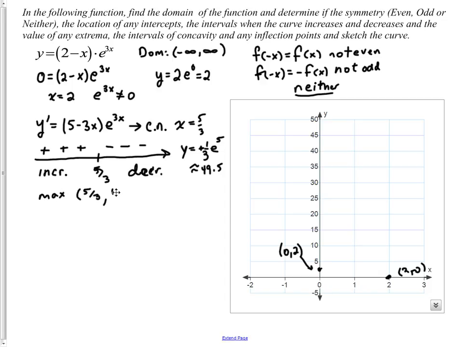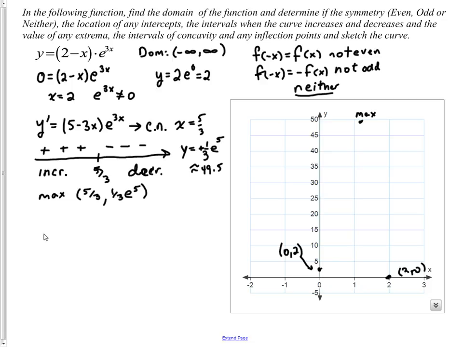And the number 1/3 e to the 5th. Okay, so 5/3 is 1/3 more than 1 and just slightly less than 50. Right about here is going to be our maximum. What else can we tell?